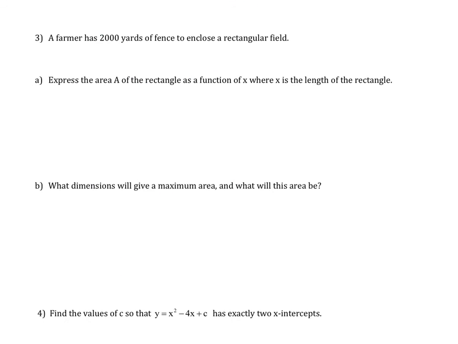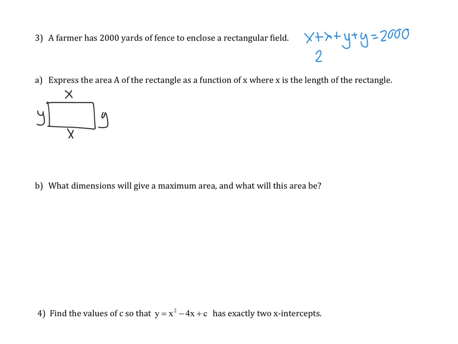Alright, a third application has to deal with geometry. Goes back to area and perimeter. The question says a farmer has 2,000 yards of fence to enclose a rectangular field. So remember, when we're talking about a rectangle, we've got length and width. And if the farmer has 2,000 feet of fence to enclose all of that, then we've got x plus y plus y that has to add up to 2,000.